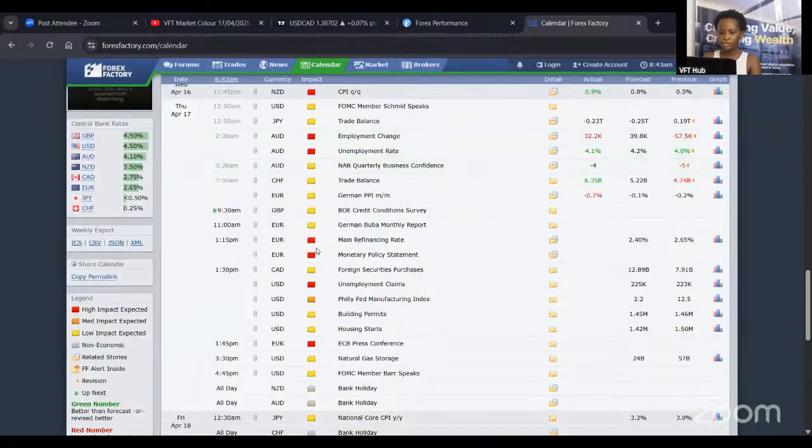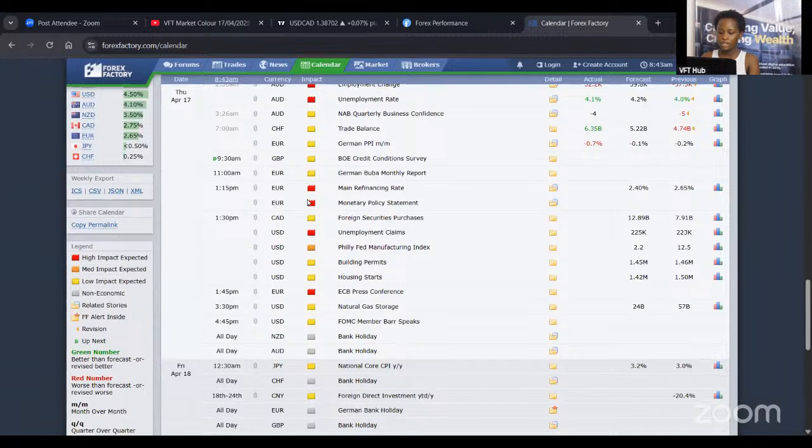What is the next news release we can have our eyes on? There's one coming out on the euro. If you trade your euro currency pairs, look out for that. There's also another one coming out on euro again, the ECB press conference. The news releases we have coming out on the dollar are very weak. These are all low impact, so they will not cause too many moves on the chart.